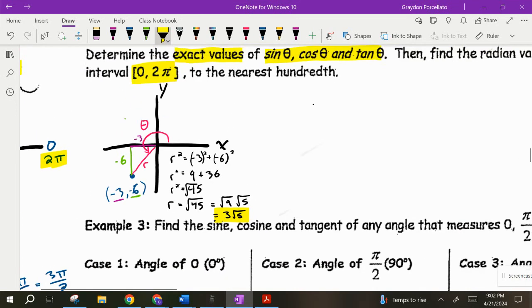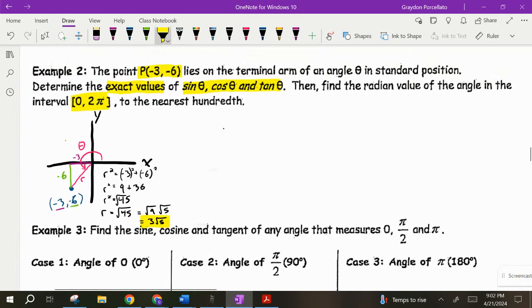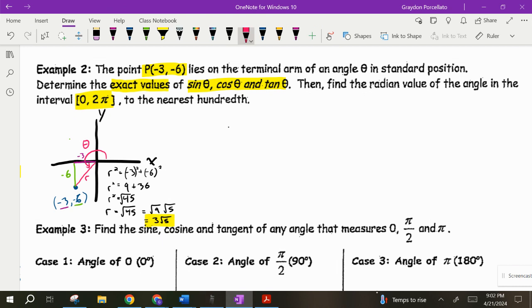Now that I know, I'm going to write out each of my values. X is equal to -3. Y is equal to -6. And r is 3 root 5. So now can I write my trig ratios? Well, yeah, I can. Sine theta is equal to y over r, which is equal to -6 over 3 root 5.